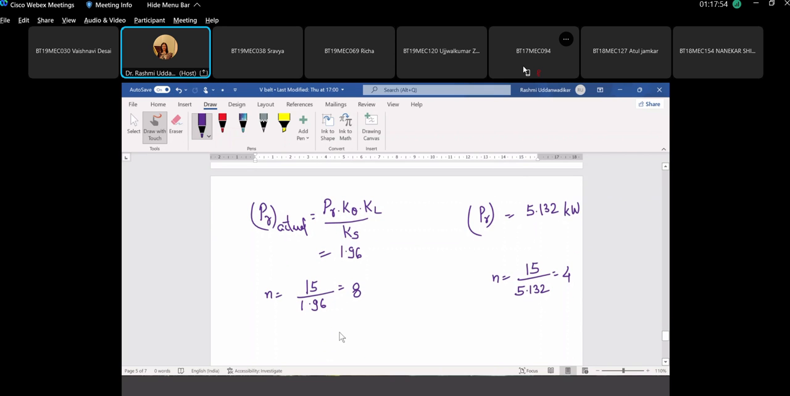So the final selection of belt should be specified as C, what inside length? 3658. C 3658, 4 number of belts.